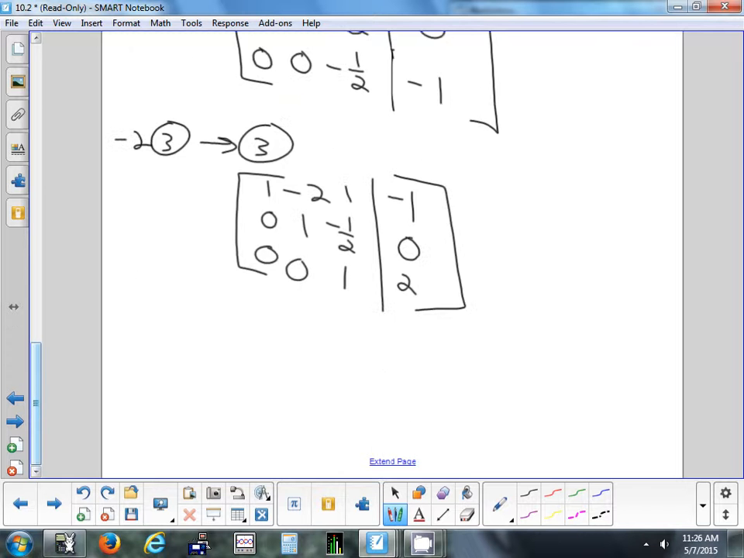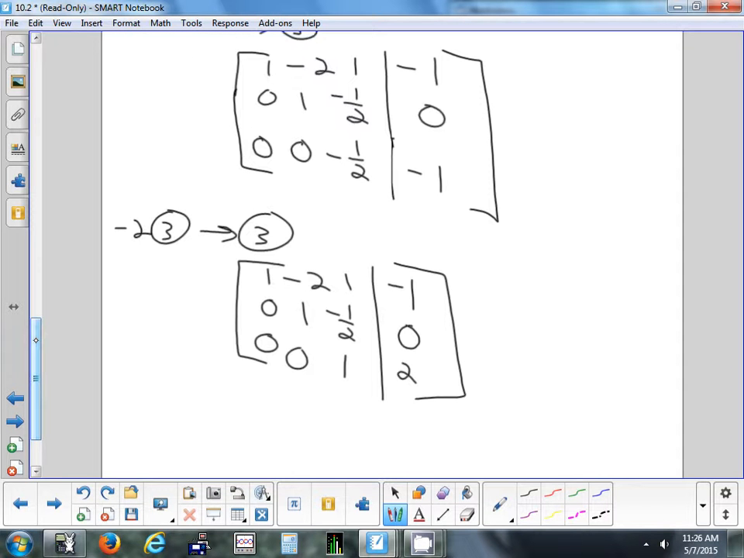Okay, look at this last row. If you were to change this back into an equation, trying to remember what each of these numbers meant, what would be the equation for this last row? Yep. z equals 2. 0x plus 0y plus 1z equals 2. So when you put it in row echelon form, you should have z right away.